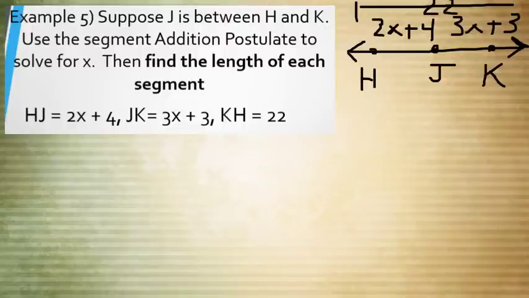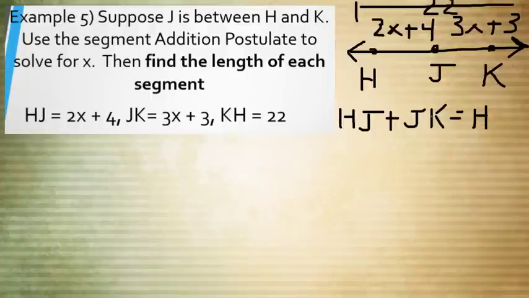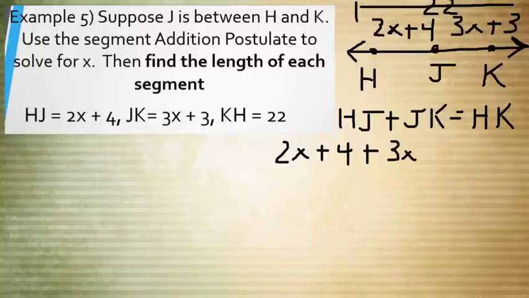So again, let's write in our segment addition postulate. So HJ plus JK equals HK. Now we know a couple of these things. HJ, again, similar to the last one, has a value of 2x plus 4. JK has a value of 3x plus 3. HK, again, same as KH. Notice different order, but same thing. So that's equal to 22.